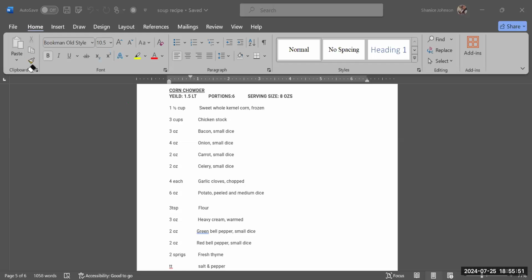This recipe calls for 1.5 cups of... You need to make an adjustment to this here. 1.5, you have to put the cups. You have to put the S there. So 1.5 cups of sweet kernel corn. How much corn am I supposed to use now?